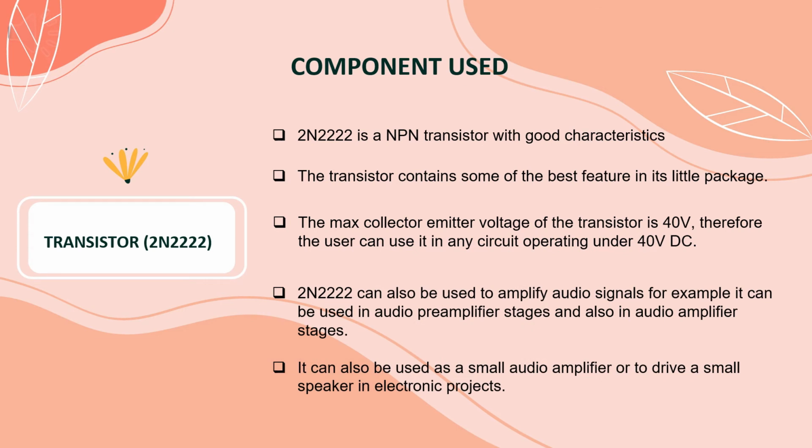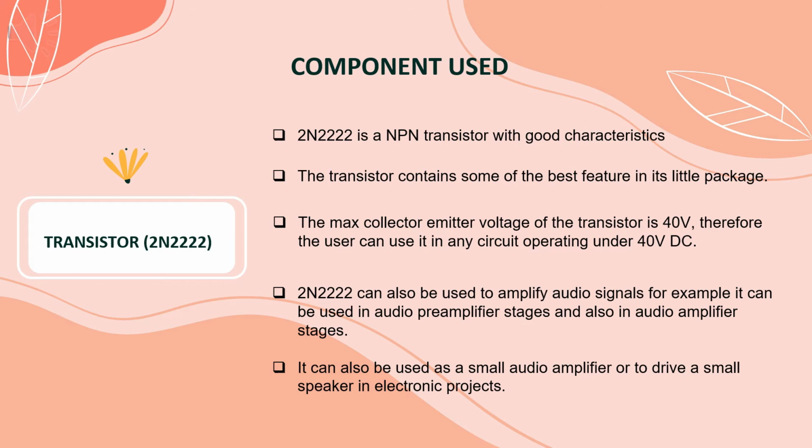The last transistor is 2N2222, an NPN transistor with good characteristics. The transistor contains some of the best features in its little package. Next, the max collector emitter voltage of the transistor is 40 volt. Therefore, the user can use it in any circuit operating under 40 volt DC.